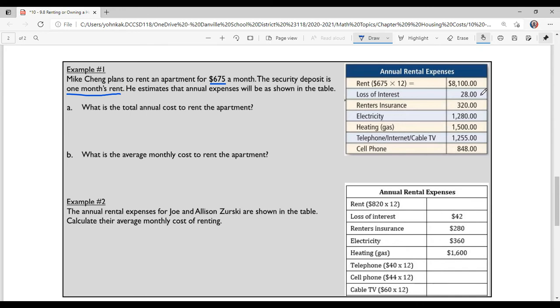Renter's insurance, if you choose to get that, $320 for the year. Electricity, $1,280. Heating and gas, $1,500. Telephone, internet, cable TV, $1,255.